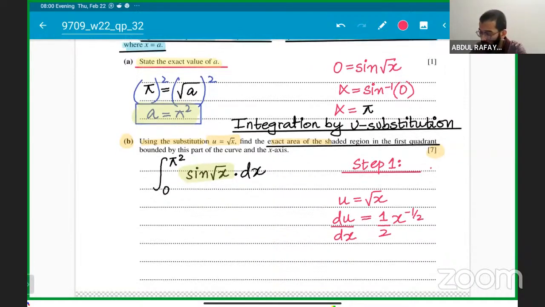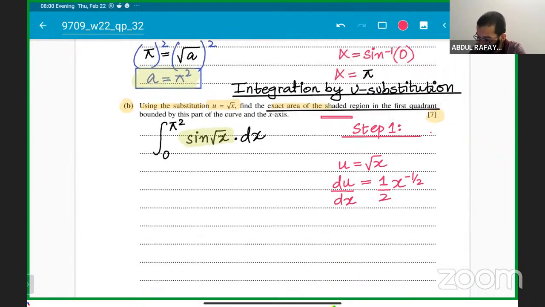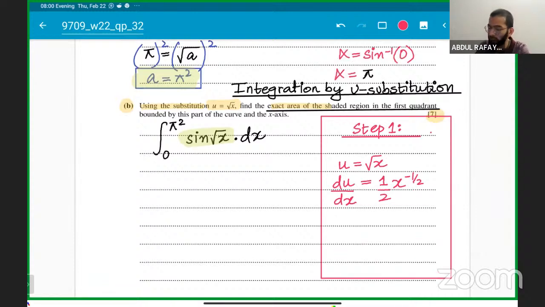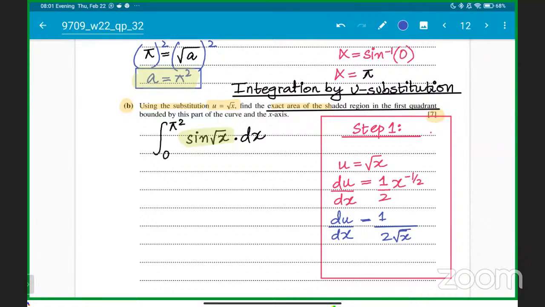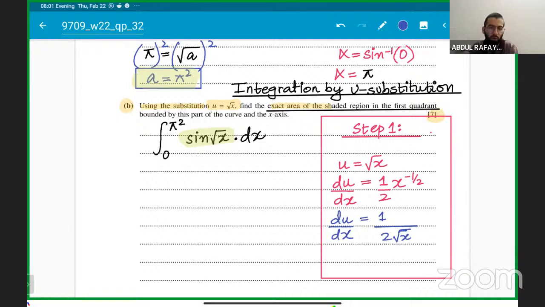Any doubts, guys? This is very simple. Try to understand. Giving you 30 seconds to understand. Step number one, you must know basic differentiation from P1 level. So u is equals to square root x. So du over dx is equals to half times 1 over square root x. How many got it? Or do I have to explain again? Guys, let me know. du over dx will be 1 over 2 square root x. Guys, got it? Clear? Understood?